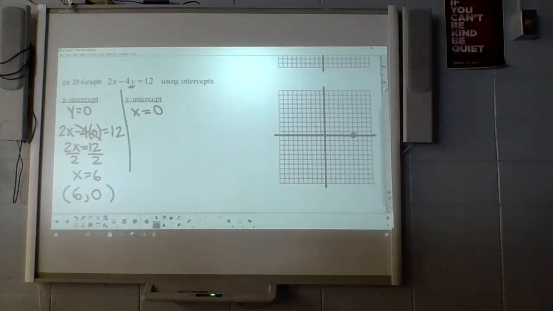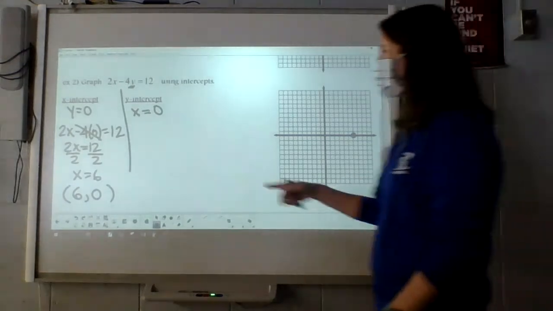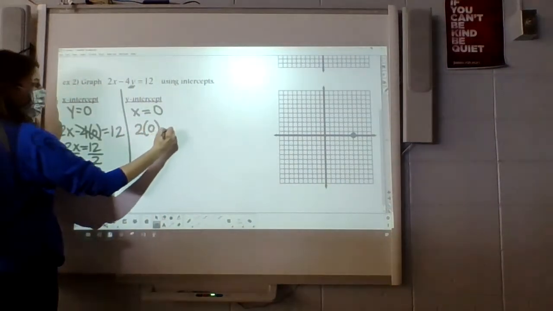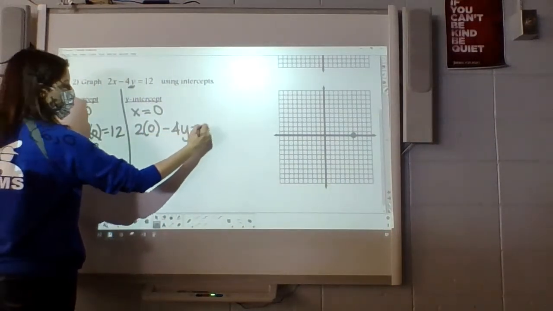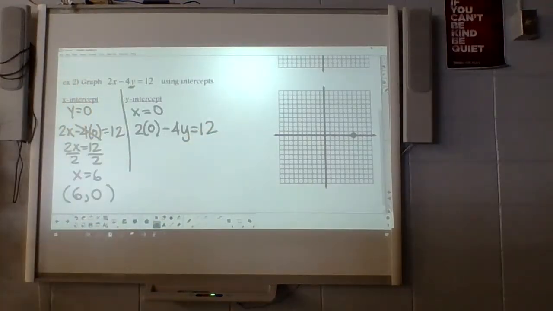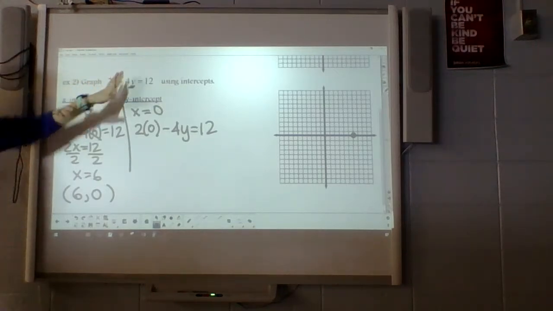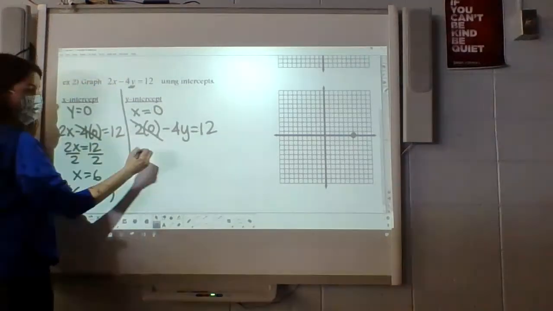Now I'm going to figure out the y-intercept. So now I'm putting the other variable in as 0. So 2 times 0 this time, minus 4y equals 12. Just be careful with that negative now in this case. Again, cover-up method: I just basically cover up that 2x and I'd be left with negative 4y equals 12.